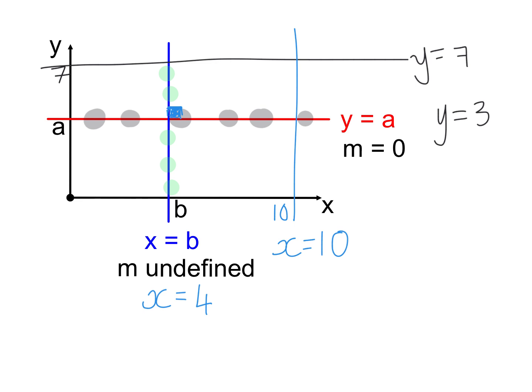I didn't mention this blue line. This is a very special line. Its gradient is undefined. So if it's perfectly vertical, like that blue line, you can't say the gradient is 0. It's undefined. So that's why these two kinds of lines have very special equations, y equals and x equals.